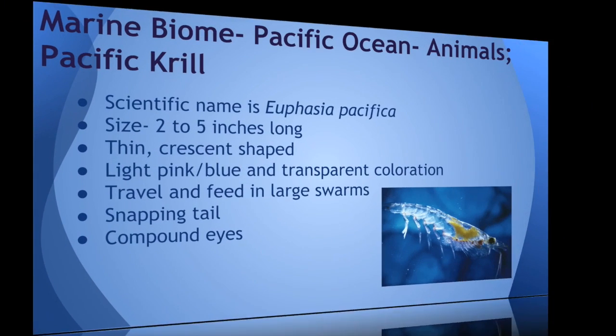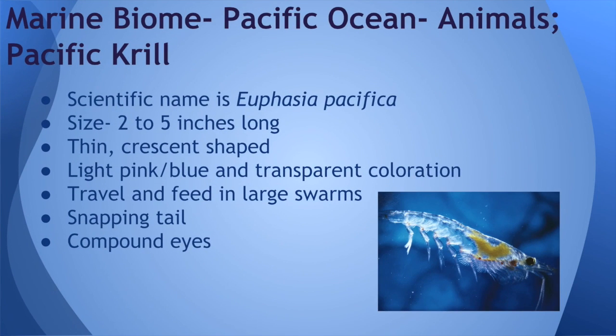The third and final animal of the Pacific Ocean is the Pacific krill. Its scientific name is Euphausia pacifica. The average size is 2 to 5 inches long, on average. The krill are thin and crescent-shaped. They normally have light pinkish blue and transparent coloration. They travel and feed in large swarms. They have snapping tails and compound eyes.